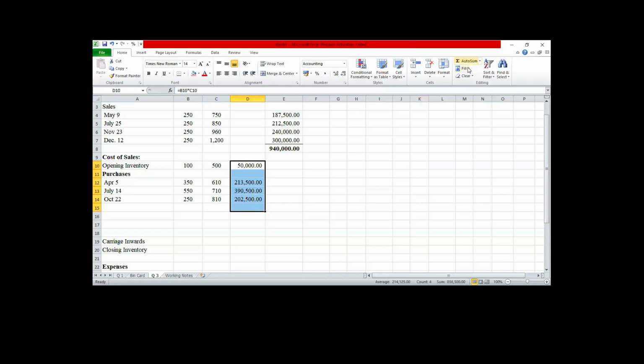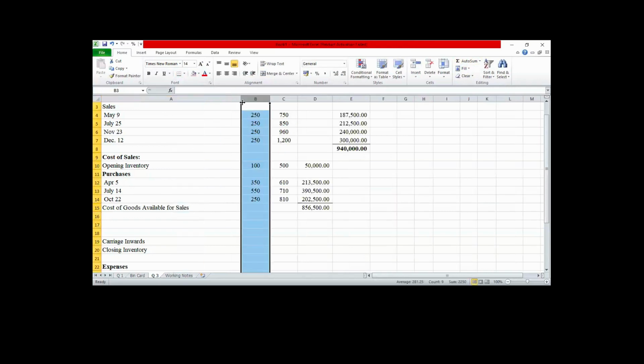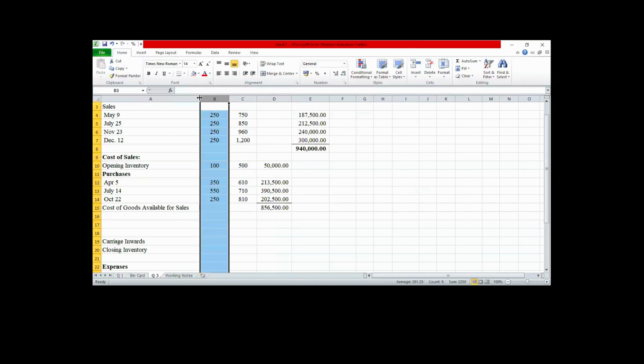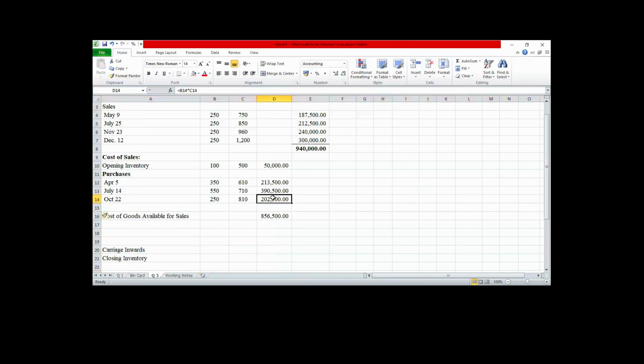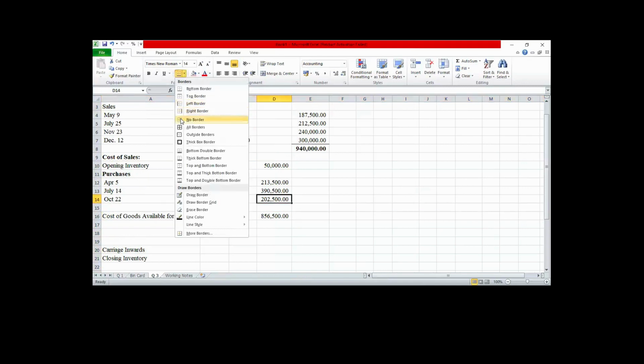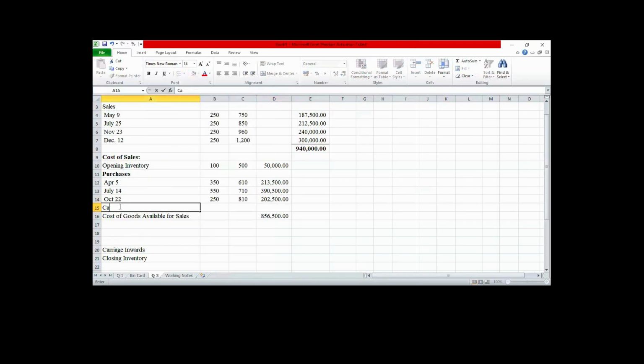Now we add all this together. What we have will now be the cost of goods available for sale. Did we include the opening inventory? Yes. It seems you have carriage inward now. If you have carriage inward, or labor wages, all those are direct expenses. They must be recognized. We now say carriage inward.